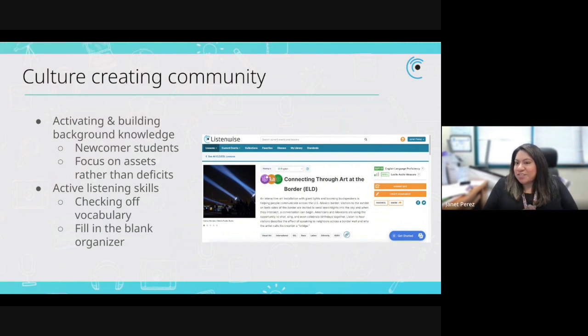So they realized, first of all, that they already knew a lot of the information. So that kind of built their confidence. And it focused on their assets rather than their deficits. So again, when we're working with EL students, that's kind of like the big shift right now, right? We want to focus on what they're bringing to the table rather than what they're lacking. And by activating that prior knowledge and background knowledge, we're able to do that.